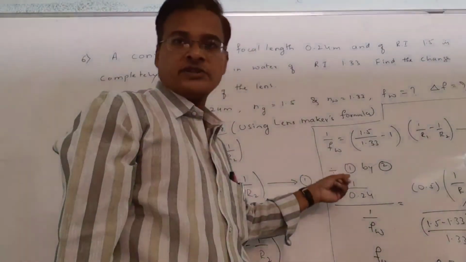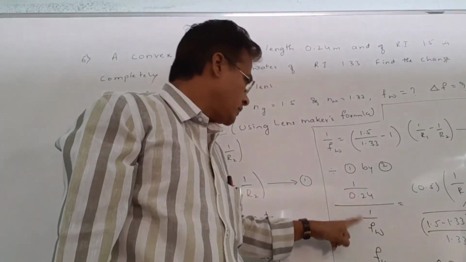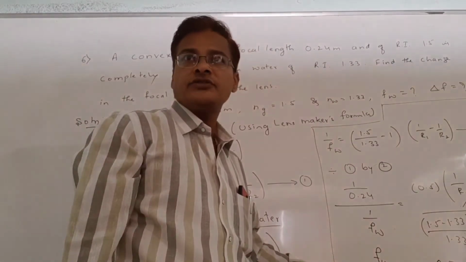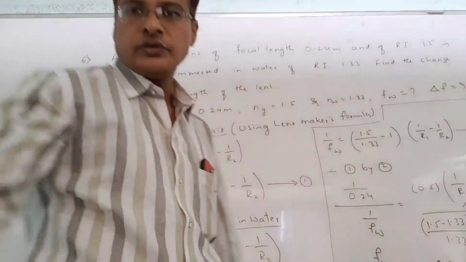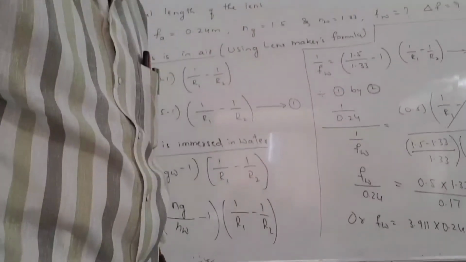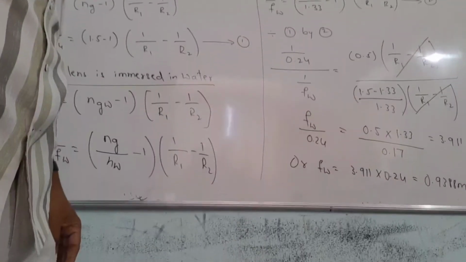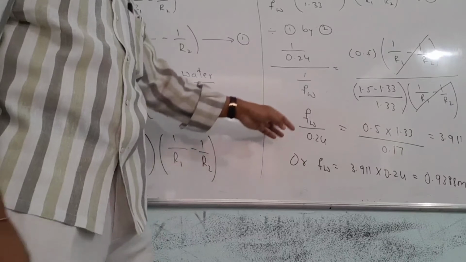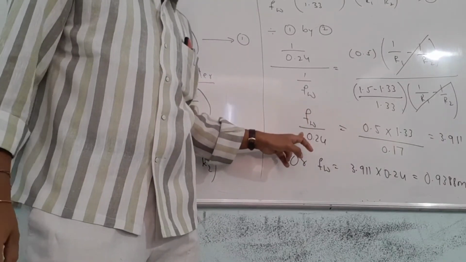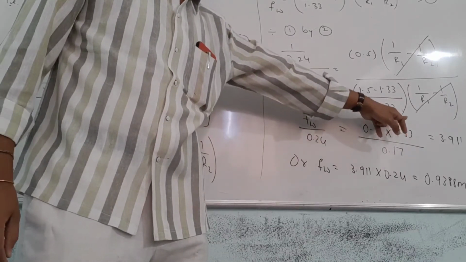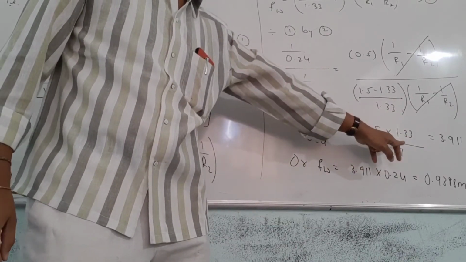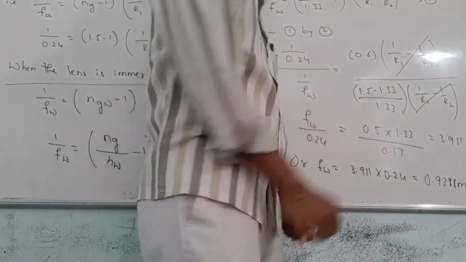If FW goes above the reciprocal, then what is this? FW divided by 0.24, we are getting it equal to... Now listen. What is FW? 0.24 equals 0.5 into 1.33 divided by 0.17. So how are we getting this?